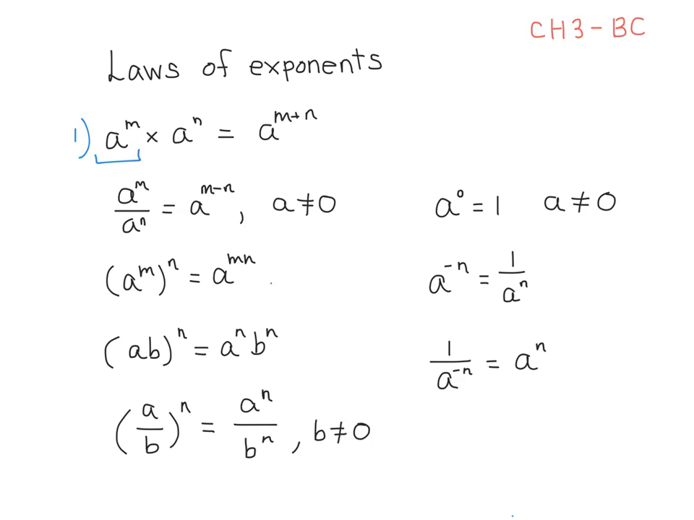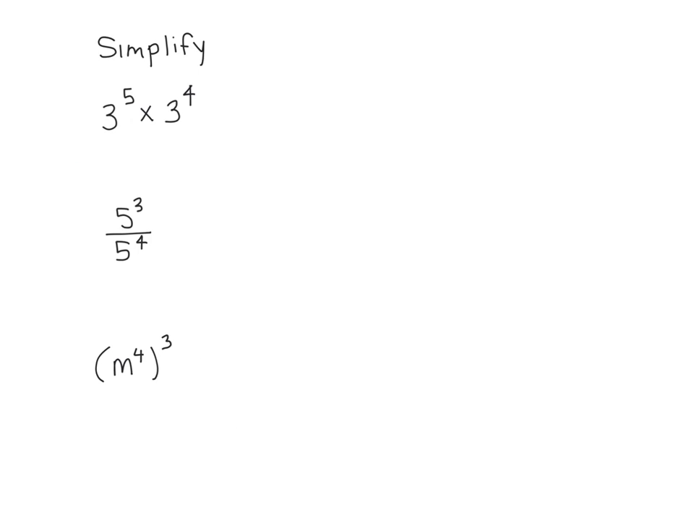First, a to the m, that means you have m a's. So that's m number of a's in the first one. Second, you have n number of a's. Together, you have m plus n number of a's. See if you can do the proof for the remaining laws. The remaining slides in this video are a review.